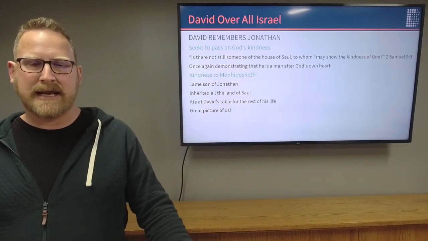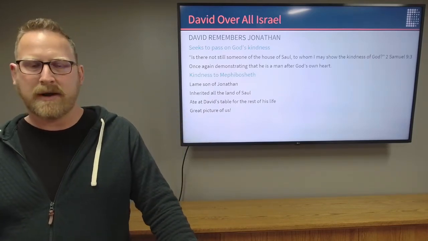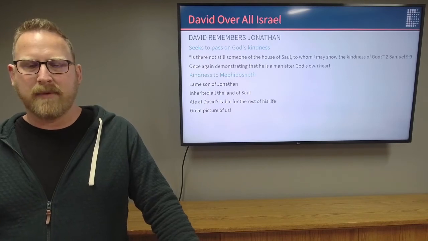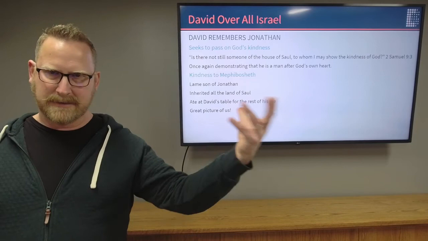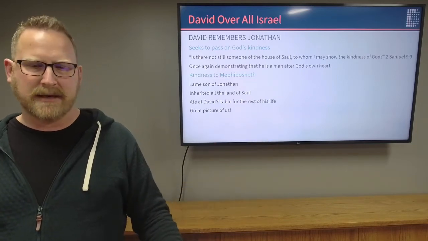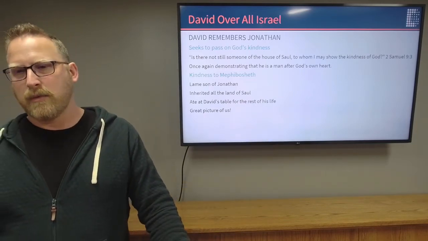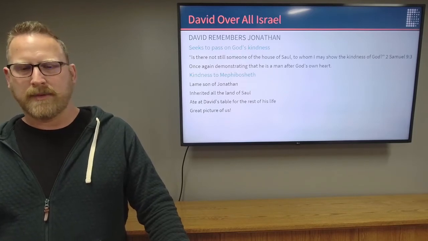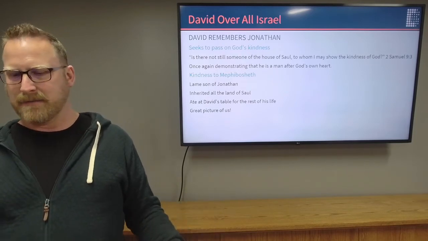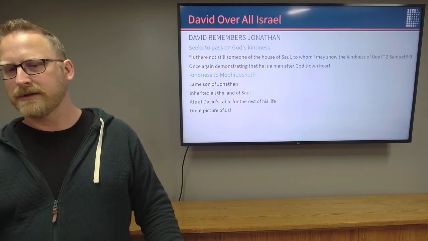Mephibosheth eating at the table, David's table, is a great picture of us. But this pair of Mephibosheth and the overseer of his land, we're going to see in just a few moments, that becomes a big issue because they both kind of contest something when David's authority is challenged.